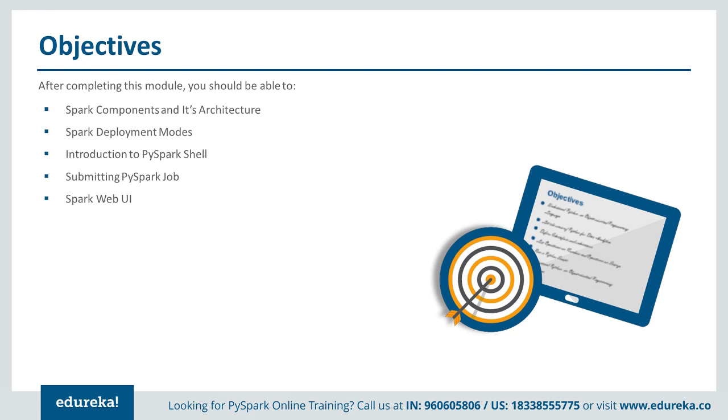We'll touch upon Spark components and its architecture. What are some of the different deployment modes in Spark? What is PySpark shell? This will be our first interaction with Spark shell, and we'll also learn how to submit a PySpark job. Post that, we'll explore, once we submit a job, how to see that on the Spark web UI, and what all details do we get pertaining to a job that's running in the background.